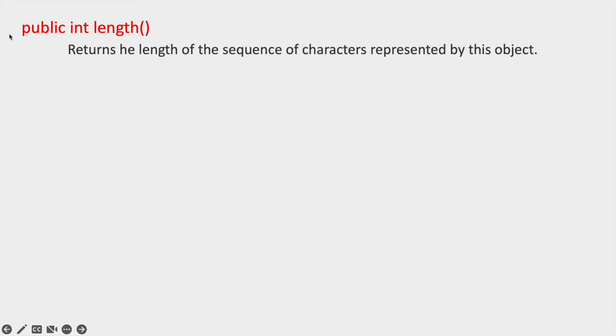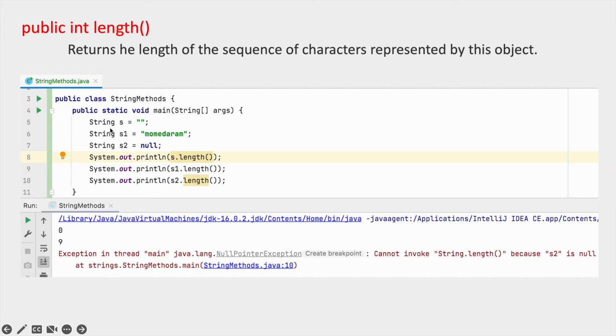Length. This length method is used to find how many characters are present in the string object. By using this method, we can return how many characters are there in the respective string. In this example, first s is equal to empty, then we create string s1 is equal to momedharam, and string s2 is equal to null.